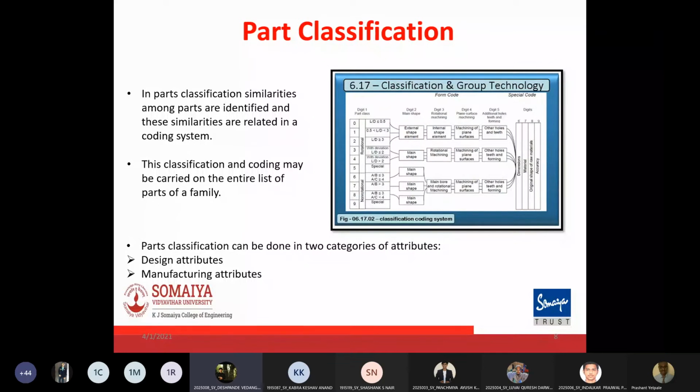There are a huge number of coding packages available in the market for part classification, but not a single package is universally accepted. That is because every workshop or factory has different requirements, so we have to produce a different coding package for each and every industry. The coding package or system depends upon the design attributes and manufacturing attributes, which will be described in further slides.